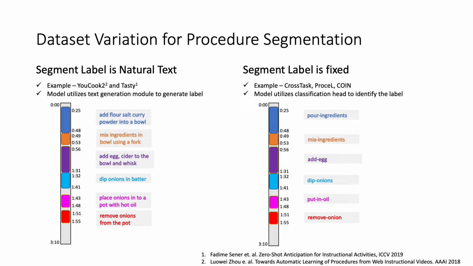The procedure segmentation datasets have some variations in the annotation. For example, YouCook2 and Tasty have natural text corresponding to the segments as shown on the left, while other datasets like CrossTask or COIN have fixed labels as shown in the right figure. The natural text-based annotation of segments poses a challenge in accurately evaluating the quality of estimated procedure segments. Let us discuss the challenges now.